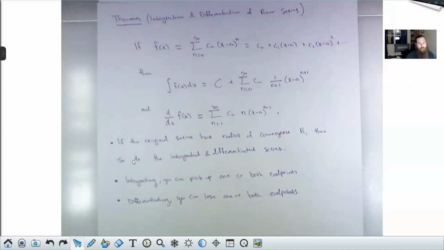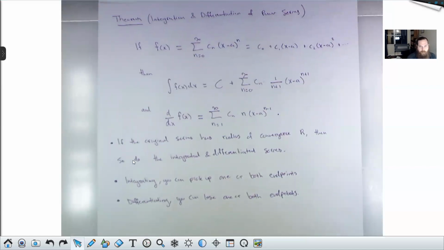So, big results on integration and differentiation of power series. Basically, you ignore the capital sigma, you ignore anything with n's, you ignore anything that is only n's, you integrate just the x term. And similarly, to differentiate, you ignore the capital sigma. You differentiate only the x term. So let me show you some examples.